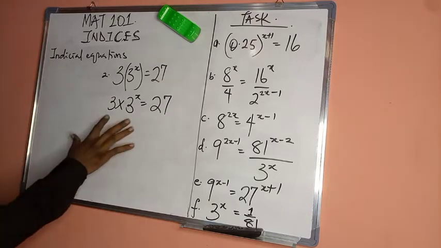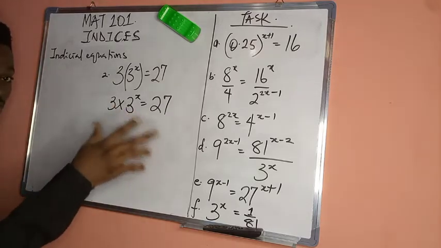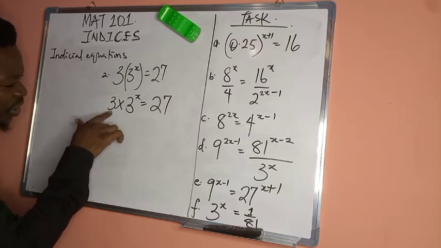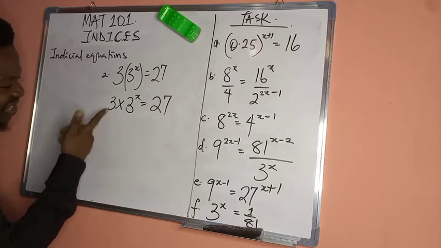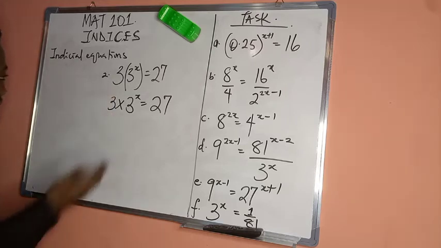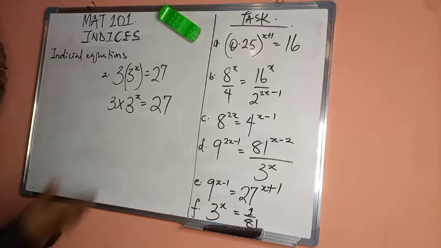Okay, now following the multiplication law of indices, number 1 law actually. If we look here, 3, what power of 3 is this? That's 3 raised to power 1, because 3 raised to power 1 is 3. It's not written there, but we take it that it's 3 raised to power 1, because 3 raised to power 1 is still 3.